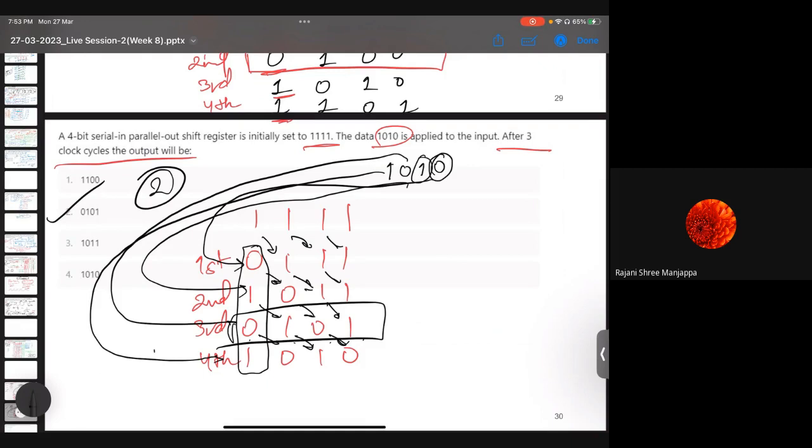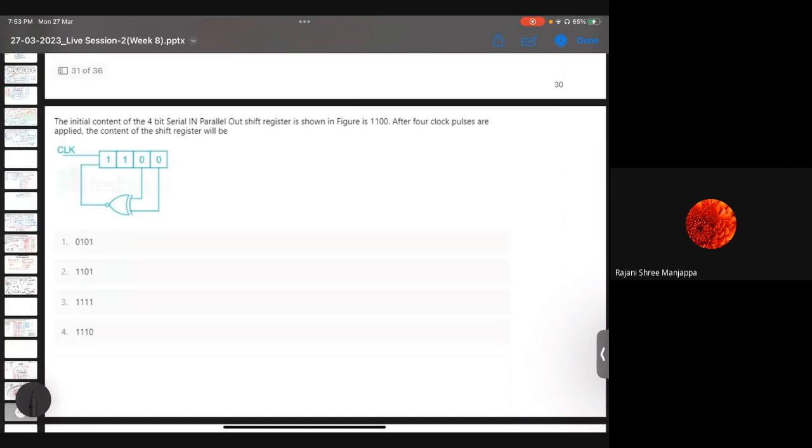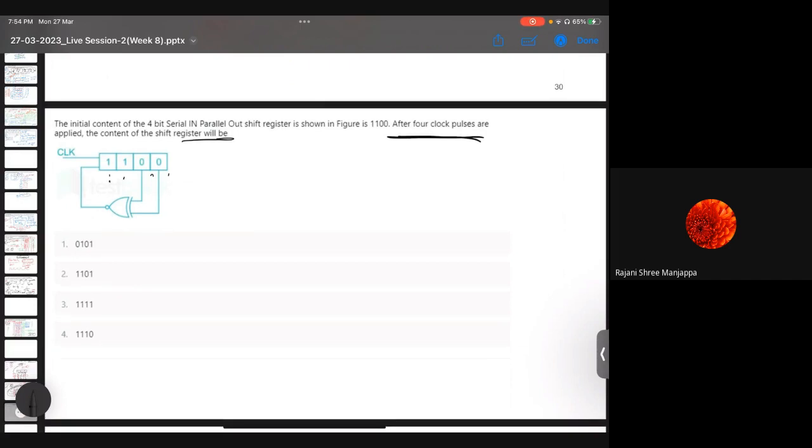Yes, sir. So quickly do this question now. I have already told. So it is initially 1100. It is saying after four clock pulses, what will be the output? Just let me know. This is XNOR gate. Okay, I'll also do it side by side. So this is 110. 1, 2, 3, 4. It is asking.